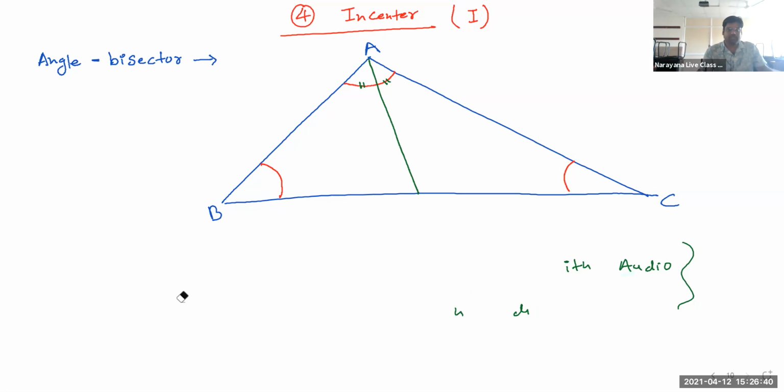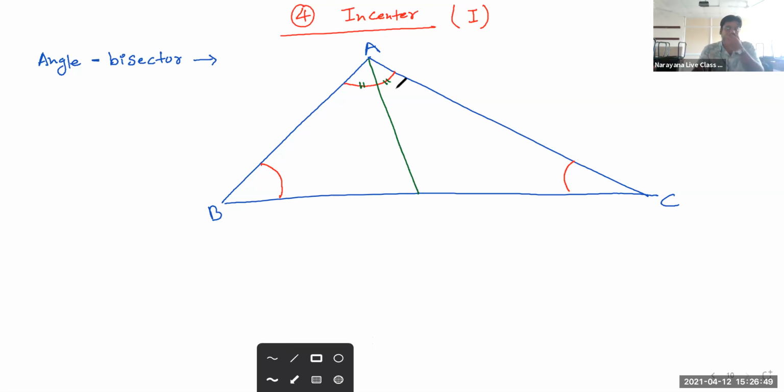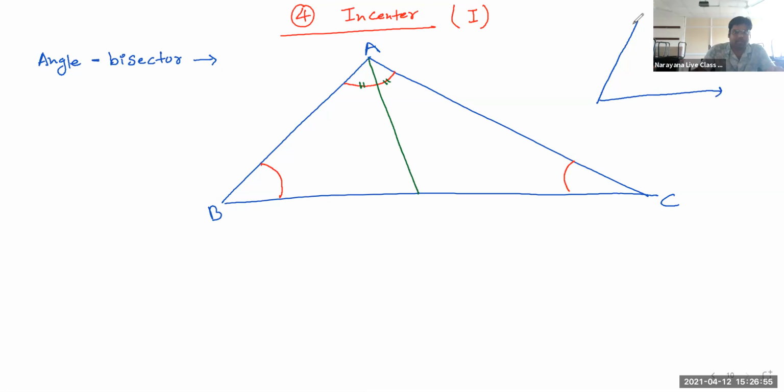So now I'm moving towards the next thing, incenter, which is denoted by I. What is an angle bisector? If you make an angle like this, the angle is 60 degrees, and if you draw a line which bisects it, so this angle is 30 degrees and this angle is 30 degrees, then this line is called an angle bisector.